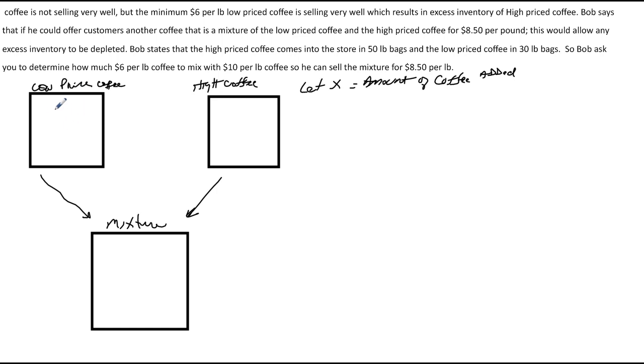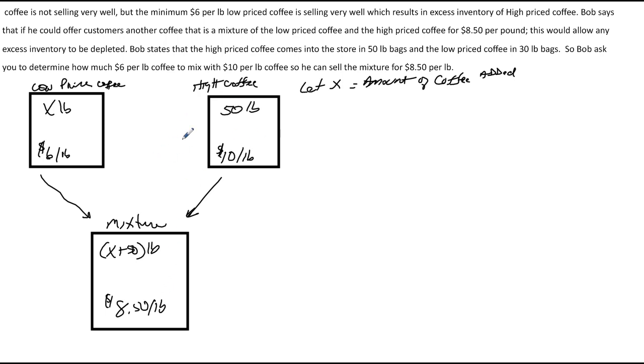So how much coffee are we adding? Well, we're adding x pounds of coffee, and that coffee costs $6 per pound. And we're going to take one 50-pound bag of that high-priced coffee, and that coffee costs $10 per pound. The line means per. And then when we mix these two, we're going to have x plus 50 pounds, and that x plus 50 pounds is going to cost $8.50 per pound.